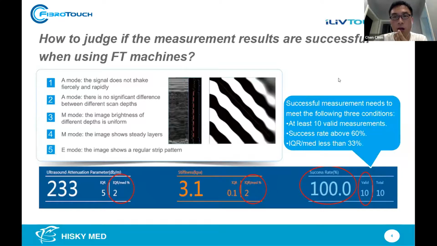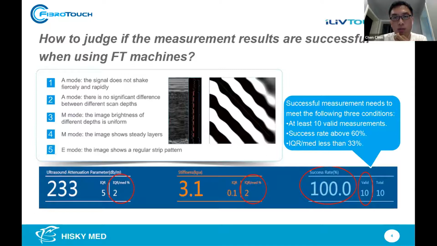And how could we judge those parameters? We will get the liver stiffness and the UAP results. So we can see that we have 3 conditions. The first condition is that we get at least 10 valid measurements.